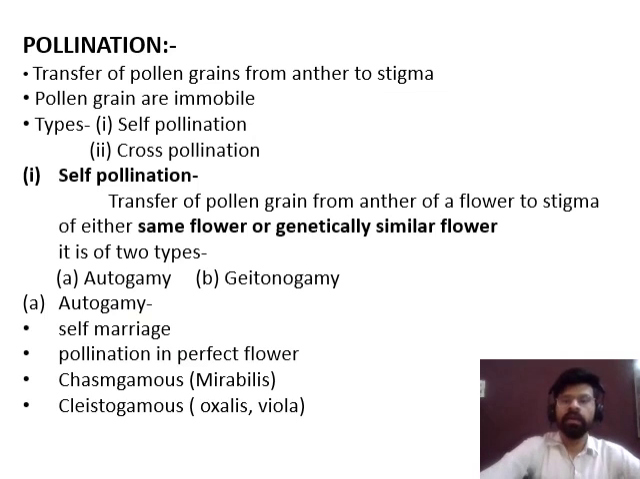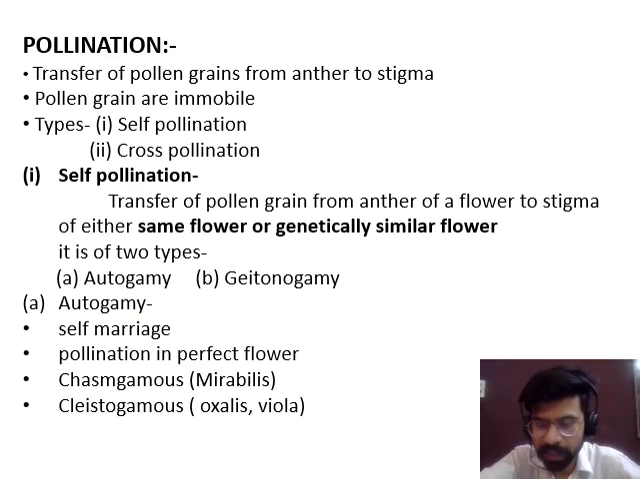Now, I have already discussed sexual reproduction. Sexual reproduction consists of three main phases, or it may be divided into three main stages. First is pre-fertilization, then fertilization, then post-fertilization. Pre-fertilization events are those which occur just before fertilization.